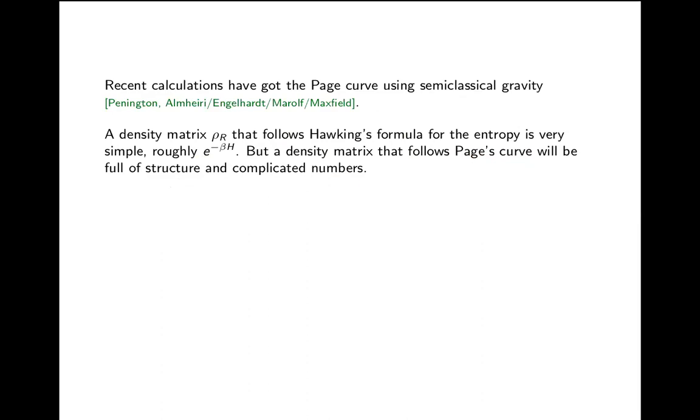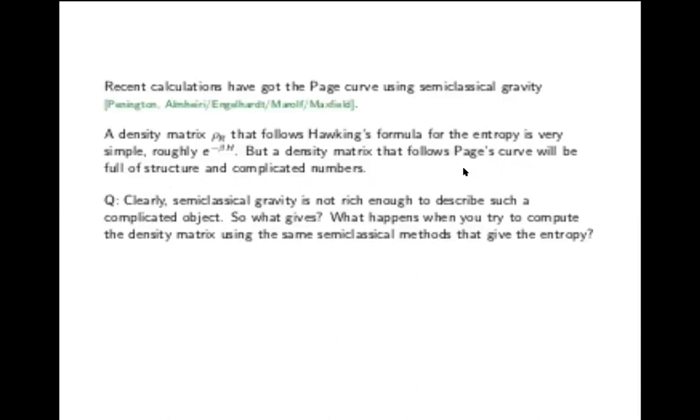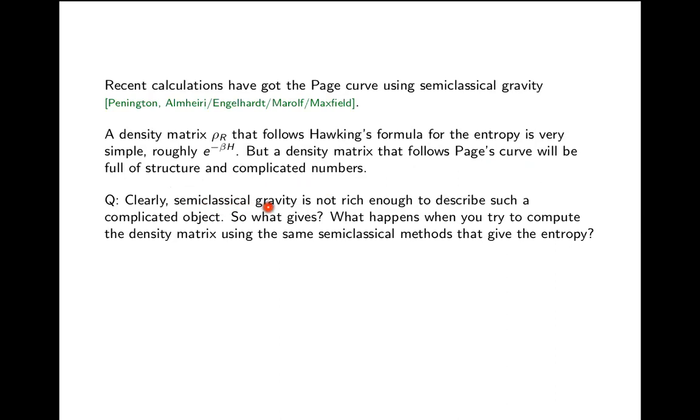A typical pure state is a complicated object, much more complicated than the thermal density matrix. So it's puzzling, because a density matrix that follows Page's curve should be very complicated. But semi-classical gravity, the tool that was used to compute the Page curve here, is a simple theory, and it doesn't seem to be rich enough to describe a complicated object like a density matrix that follows Page's curve. It doesn't have enough stuff in it, doesn't have enough complexity. So what's going on with this puzzle?